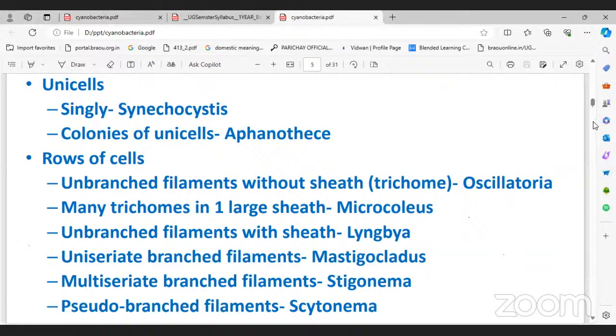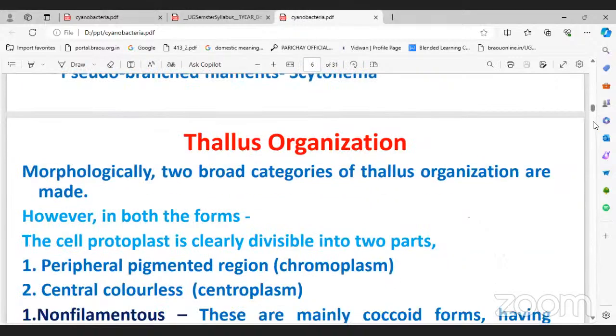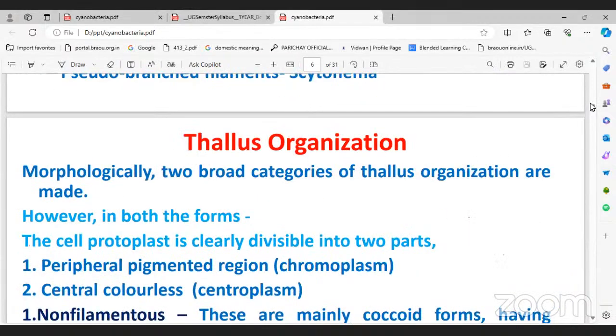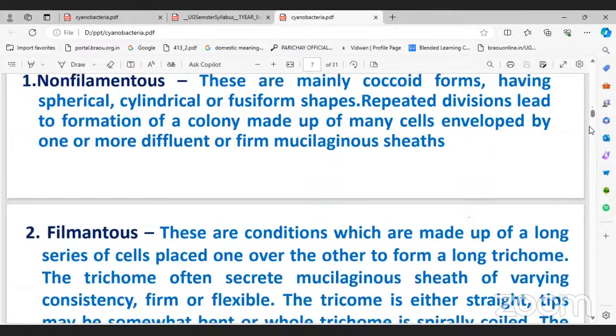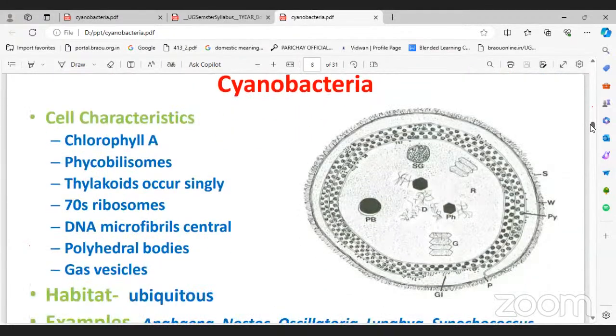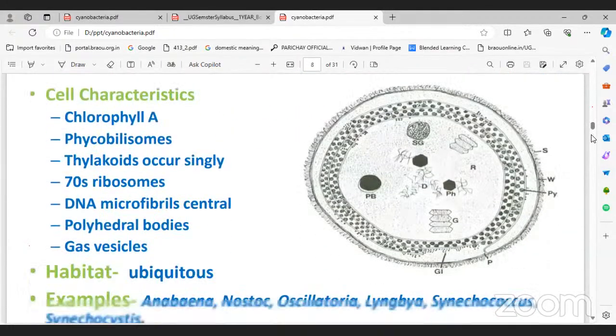So pseudofilamentous completed one thallus. And thallus organization, I already told you, means you have to write from the unicell to multicell, the same: non-filamentous, filamentous. It's repeated, given. Next, we will discuss cell structure.